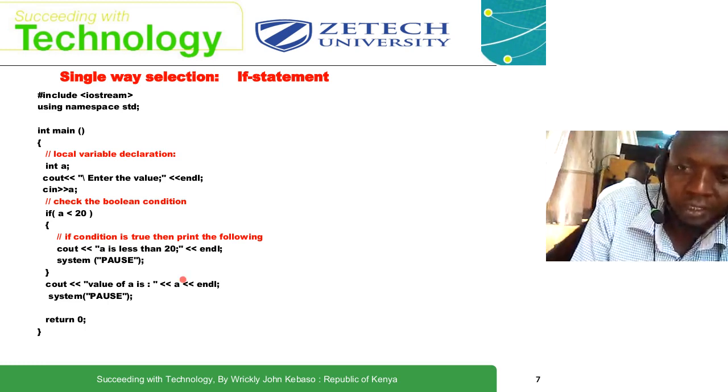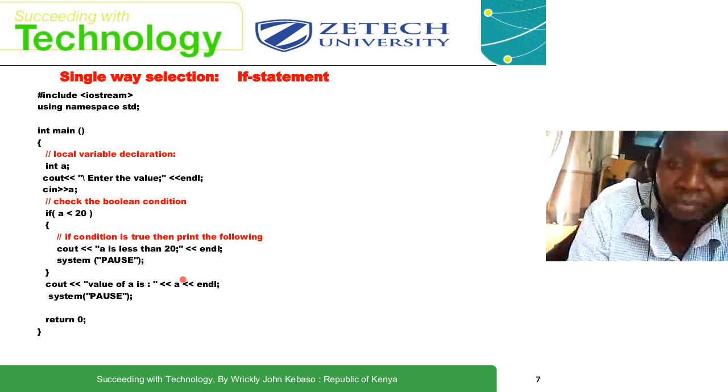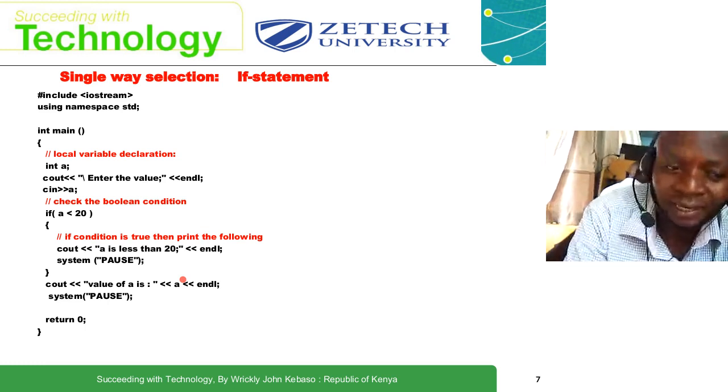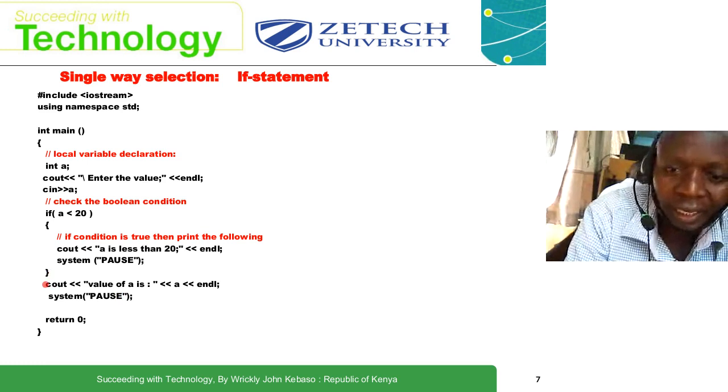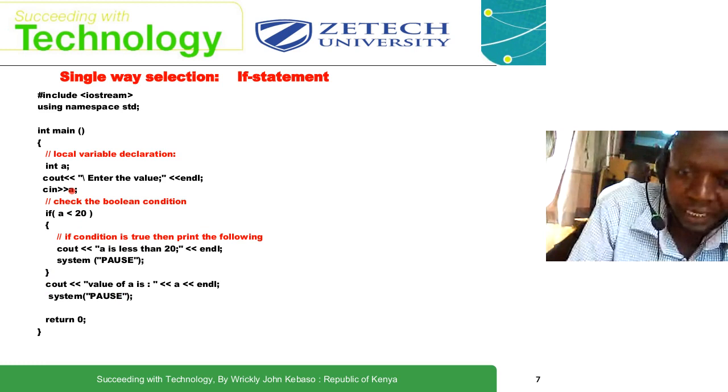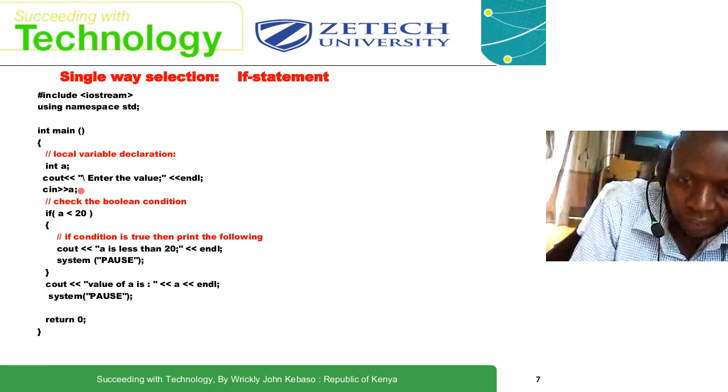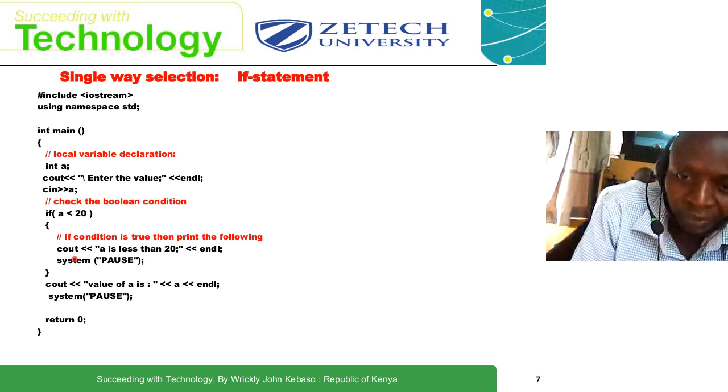Some of the compilers don't even need it. They are able to give you output without putting it. So it's not a must. You can do it with it. Then you close. If A was placed from above by inputting using cin, and A is less than 20, which is true, then you display the message that it is less than 20.